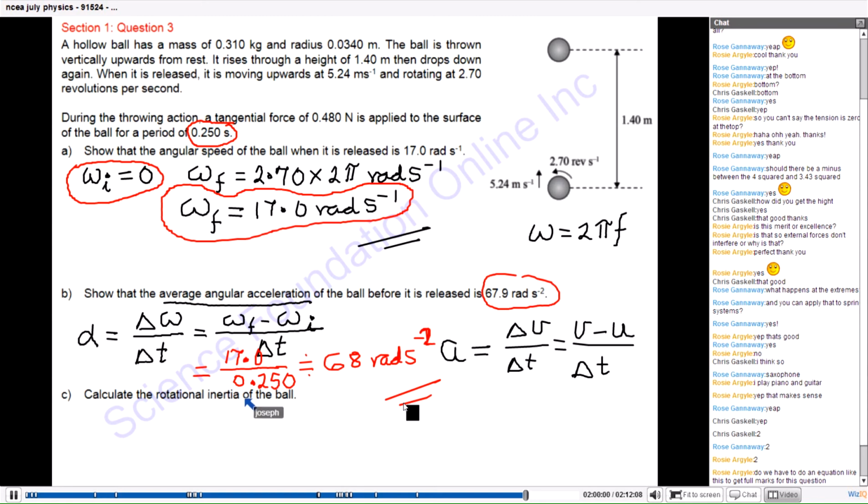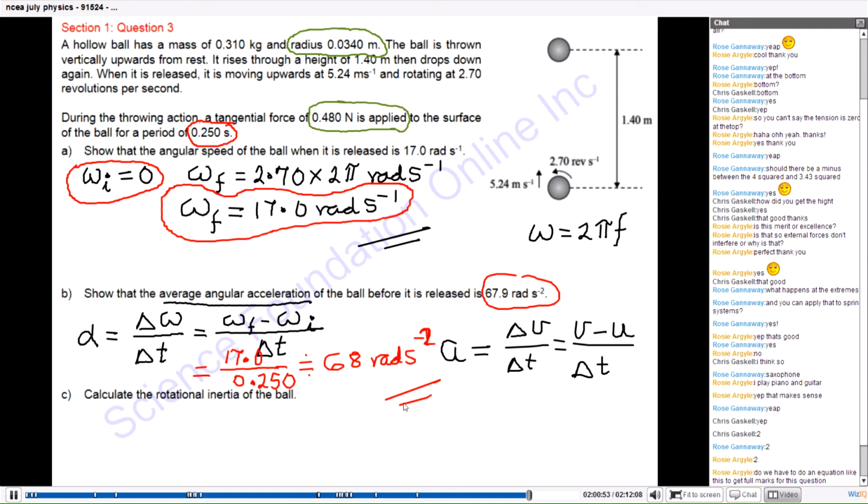Calculate the rotational inertia of the ball. Now, when you know the angular acceleration, we also know the force that's applied and the radius. Tangential force of 0.480 newtons, and they gave you the radius of the ball. Make sure everything's in SI units. Here we are. I'll work that out in a different color. Radius of the ball. And if you apply a force tangentially, where was that force now? 0.480 newtons applied to the surface. So it's a tangential force, right?